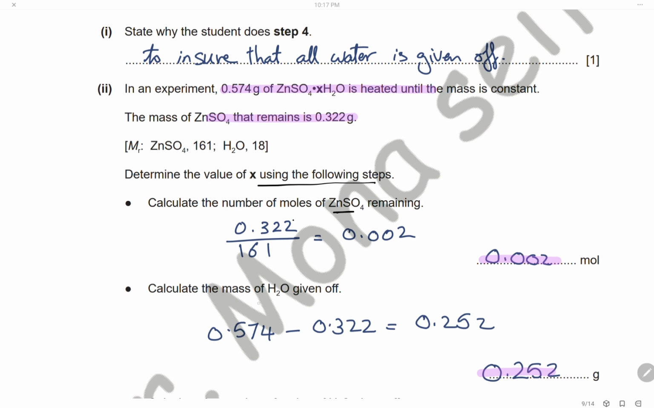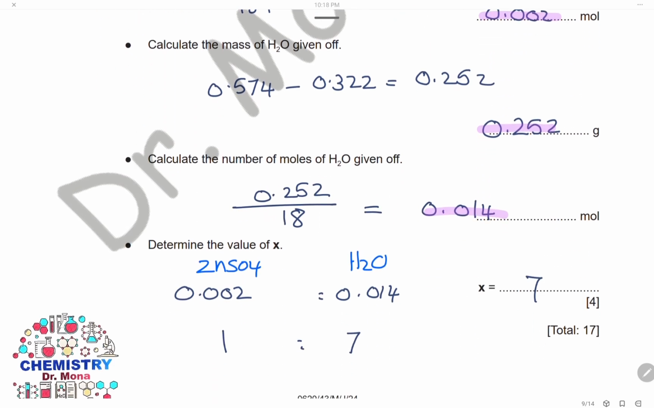0.002 moles. Then the mass of water given off is obtained by subtracting the mass of the anhydrous salt from the mass of the hydrated salt. So the mass of water will be 0.252 grams. Then we have to calculate the number of moles of water by dividing the mass of water by the Mr of water, which is 18. So now we have the number of moles of water, which is 0.014. The number of moles of water, we then divide by the number of moles of zinc sulfate to get the value of X. So X will be 7.